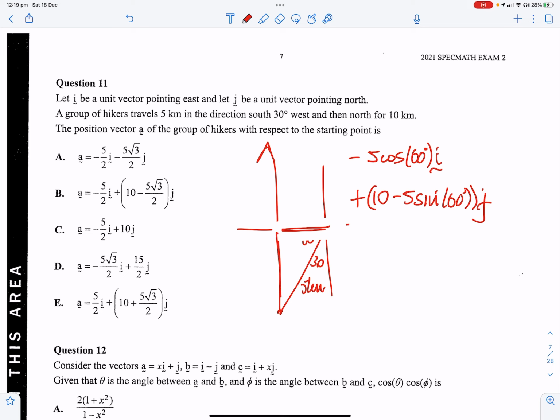Yeah, that's right. Okay, what's cos of 60? It's a half, so negative 5 on i.